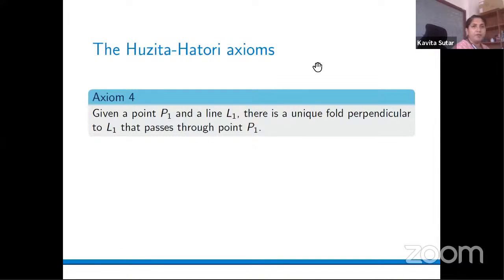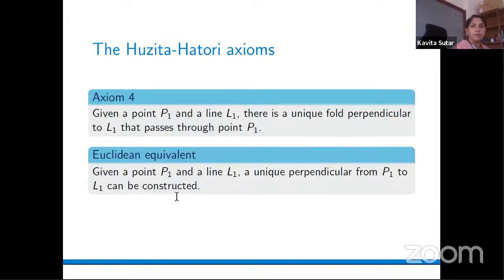Now everybody knows what the Euclidean equivalent of this is, right? I'm sure everybody knows this. Given any point outside the line, you can construct a unique perpendicular from that point to the line. In geometry, what you need to do is a compass construction, right? So you will take a distance on the compass and then construct this point P, correct? Or the other way, you are given the point P and then you will construct these two. And then the midpoint of that will be this. So this is how you do it in Euclidean geometry. In origami, well, you just construct this fold. All right, so that's the fourth axiom.